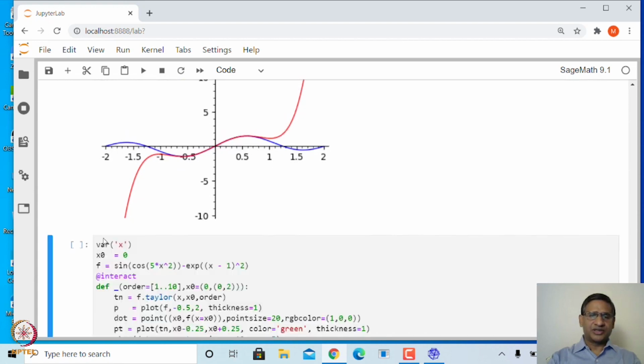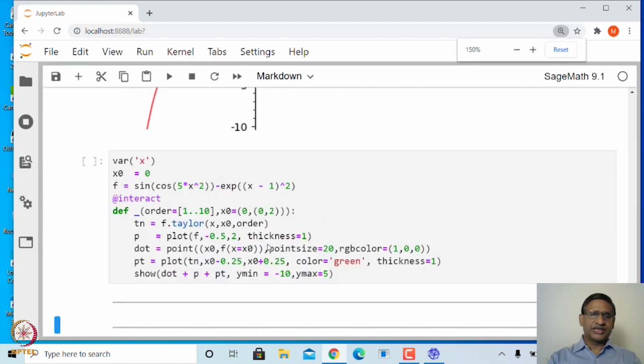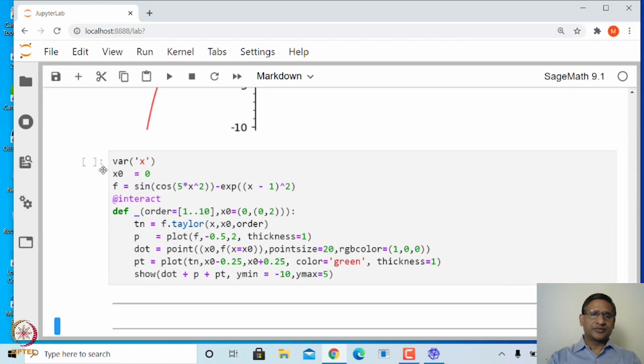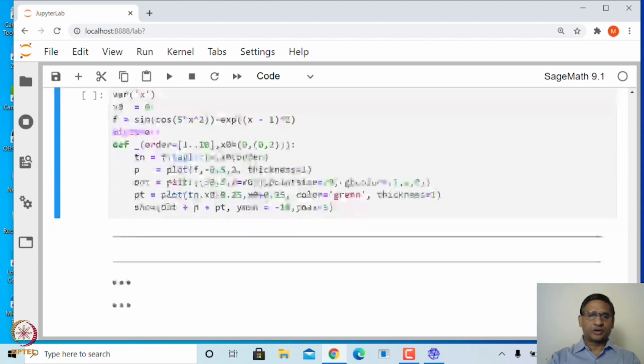Let me just leave you this code using Sage Interact, which will create an animation where you can vary the points and also plot the various Taylor's polynomials and other things. So, you can explore this, you can run this in Jupyter Notebook.